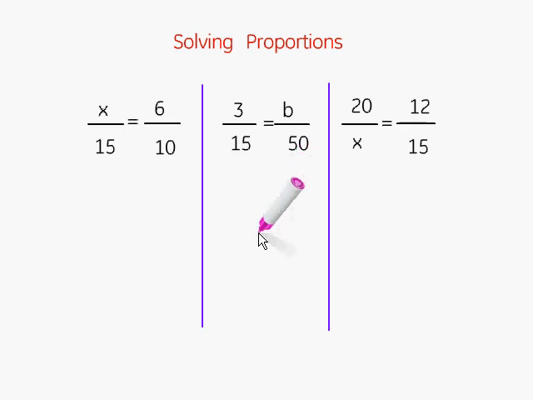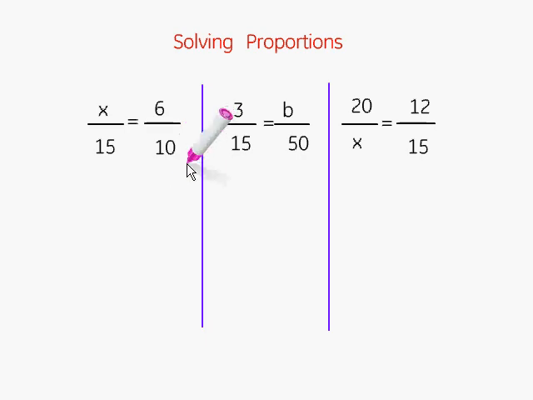We're going to continue on with our proportions unit, and in this video we're going to learn how to solve a proportion. We learned in the last video that a proportion is two ratios that are equal to each other. So here I have the ratio x over 15 equal to the ratio 6 over 10. To solve this proportion, we have to find out what this variable x is. What number does x represent so that this ratio is in fact equal to this ratio?